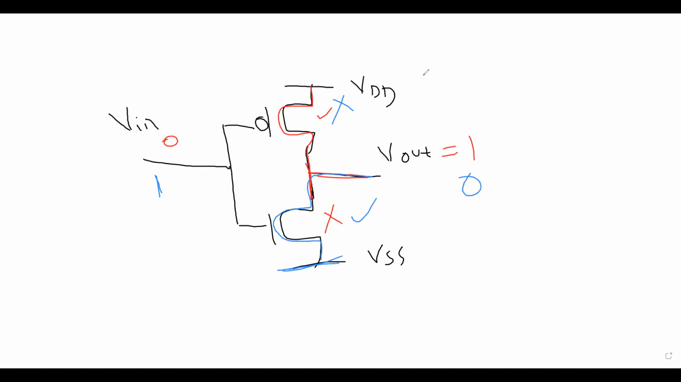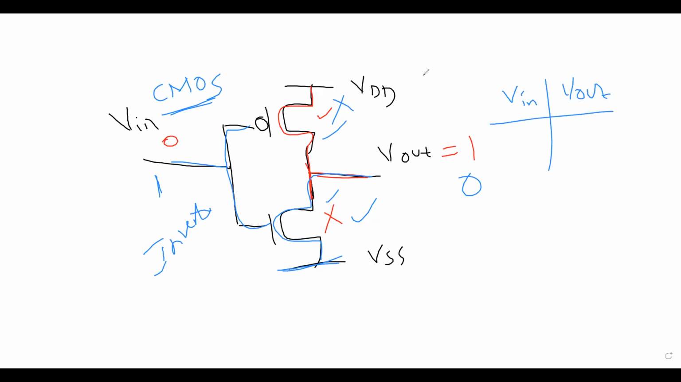That means the P-type transistor and N-type transistor should be connected in this manner to get a CMOS inverter. Is it clear? Now the truth table: Vin, Vout. If Vin is 0, Vout is 1. If Vin is 1, Vout is 0. This is the construction of CMOS.